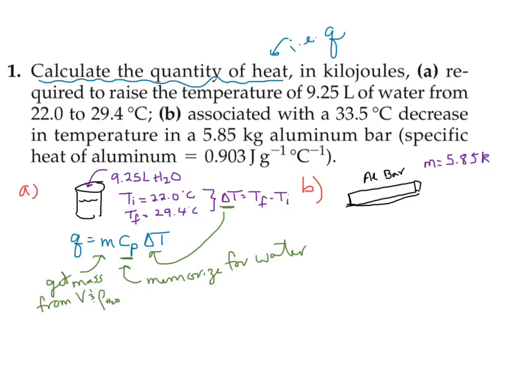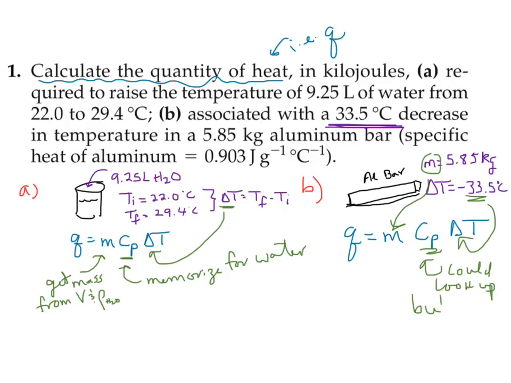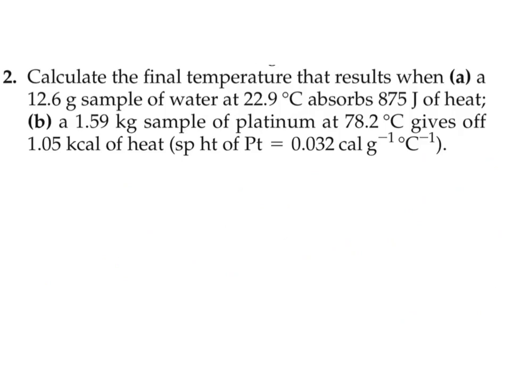For B, you're dealing with a piece of aluminum bar, and the mass is given, the change in temperature is given. Now you might have to read it a few times, because when I was looking at it in my office I thought, wait a minute, there's only one temperature given. But notice that is delta T. It says calculate the quantity of heat in kilojoules associated with a 33.5 degree decrease in temperature. Cooling down. So that would be a negative delta T. Anyway, and then the next two look like this.